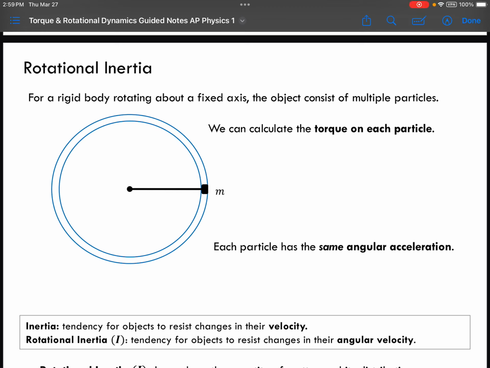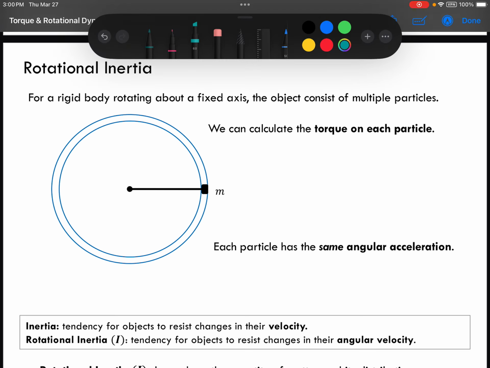Let's take a look at the case where we have a rigid body rotating about a fixed axis. Well, the object itself consists of multiple particles, so we're going to take a look at the force and ultimately the torque on each particle individually. And so we'll start with F equals ma.